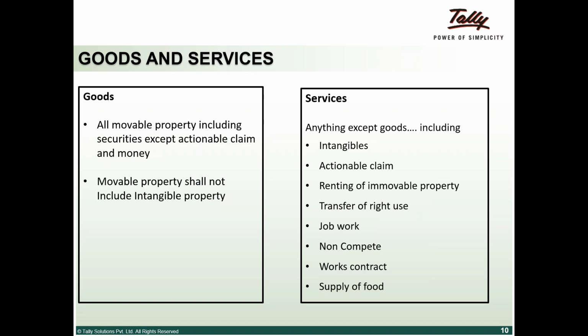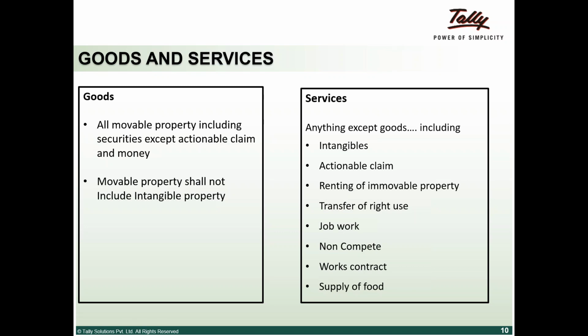Job work is a service. Many agreements will have a non-compete clause and a fee. This will be a service going forward. Works contract is one important area. Earlier, both VAT as well as service tax were applicable. Now they've classified it as a service. Supply of food, catering, is a service. So these are the basic definitions. Tangible is goods, and intangible is a service.